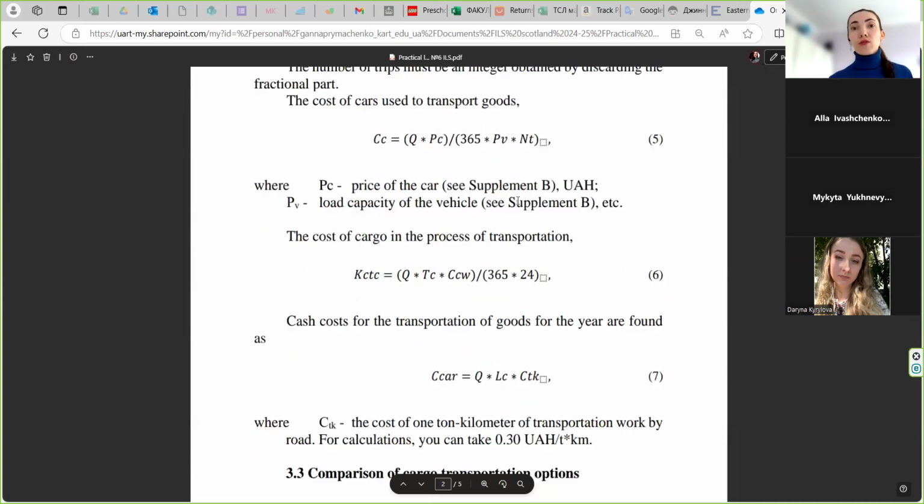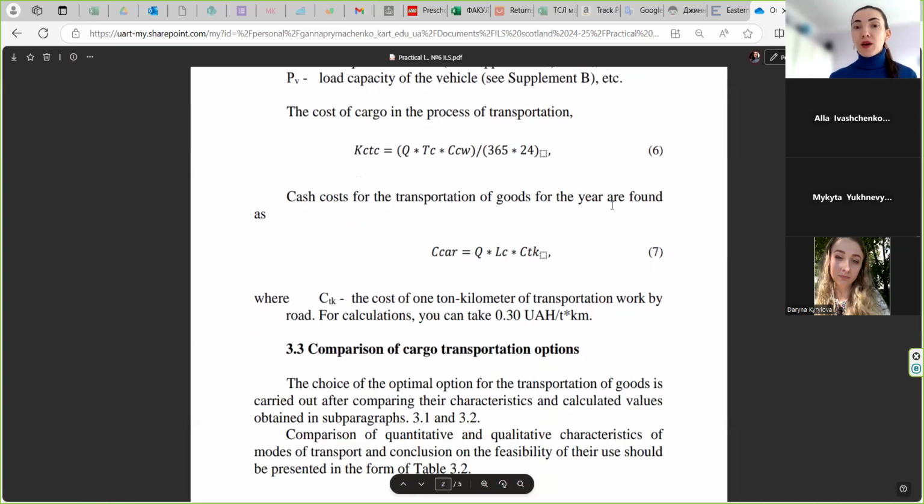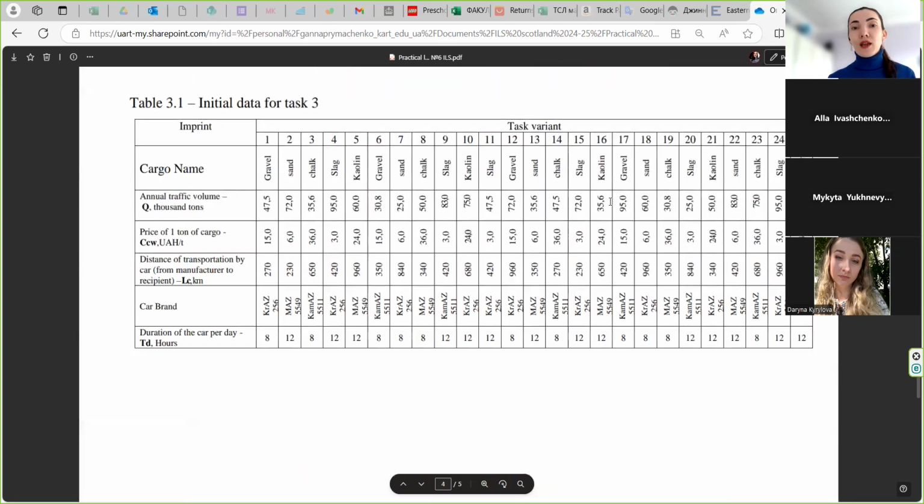Okay, I come back to our formula number 5. Also, for the next parameter, we multiply by such a parameter as P with index C. It is the price of the car. We can find it in supplement B. I think you remember your car brand. I also show it. It is the second line in our table. It is the car brand, Kraz, MAZ or Kamaz with the number. So you can find it on your variant.